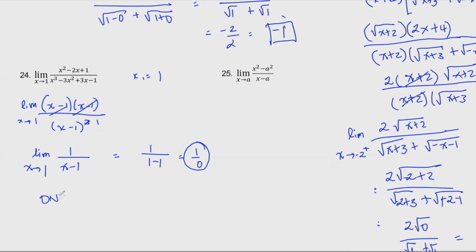So therefore, the limit does not exist, simply because we've already redefined it, and then we have two-sided limits here. So if you wanted to solve for the 1 positive and then the 1 negative, what we'll have is positive infinity and negative infinity, which makes this limit non-existent, or it doesn't exist. Okay, so that's just for number 24.